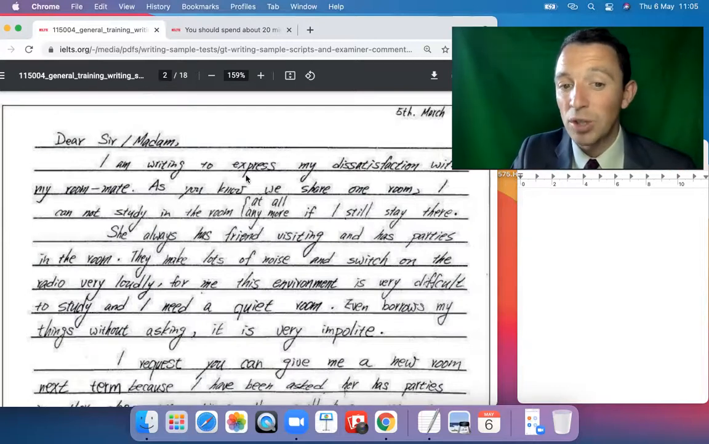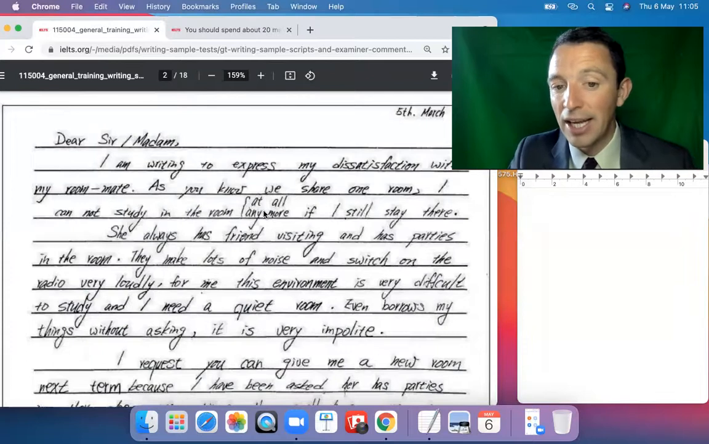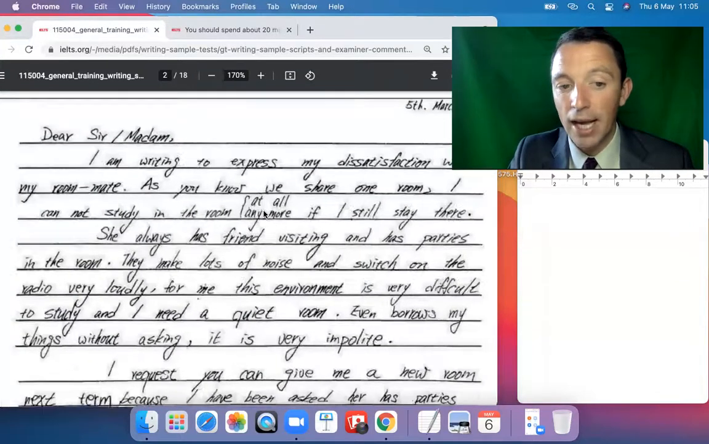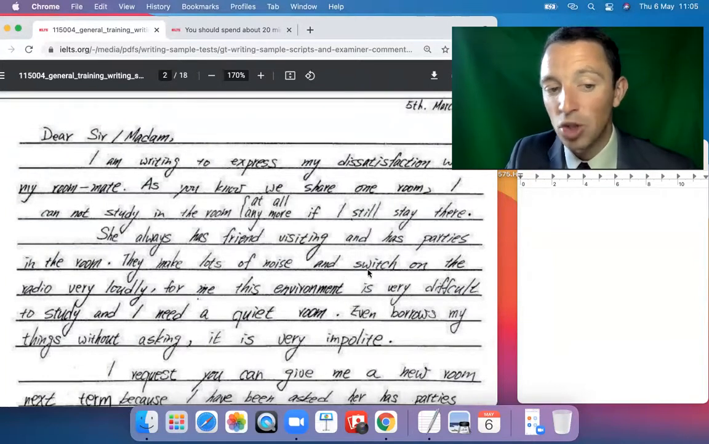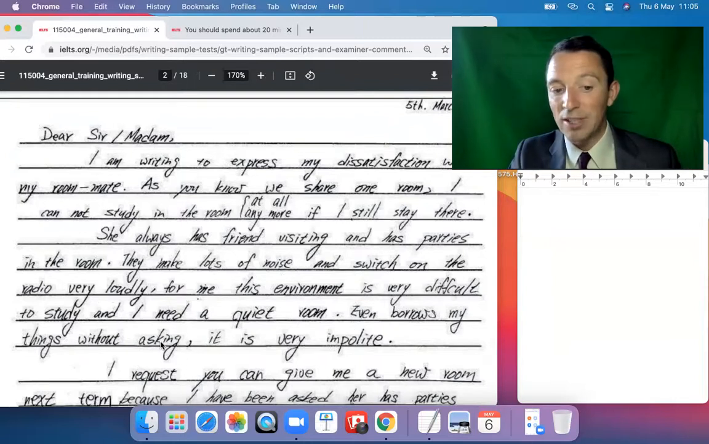I am writing to express my dissatisfaction with my roommate. As you know, we share one room. I cannot study in the room at all if I still stay there. She always has friends visiting and has parties in the room. They make lots of noise and switch on the radio very loudly. For me, this environment is very difficult to study in and I need a quiet room. Even borrows my things without asking.